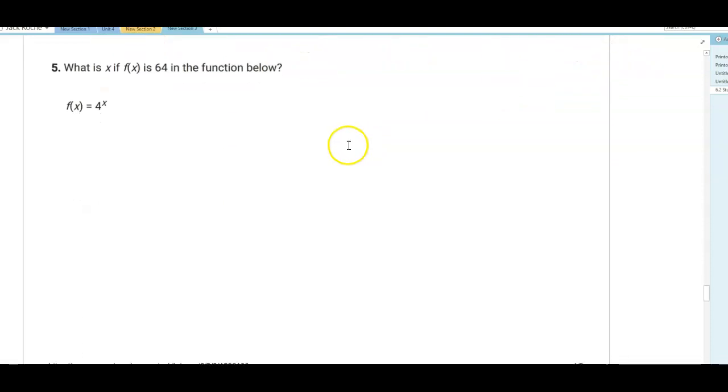Now the next one, what is x? What would x have to be for 4 to the x to equal 64? Well, right away if I go 4 to the first power, that's 4. 4 to the second power is 4 times 4, which is 16. 4 to the third power is 4 times 4 times 4, which is the same as 16 times 4, which is 64. So what would x have to be in order for 4 to the x to be equal to 64? X would be 3. Okay.